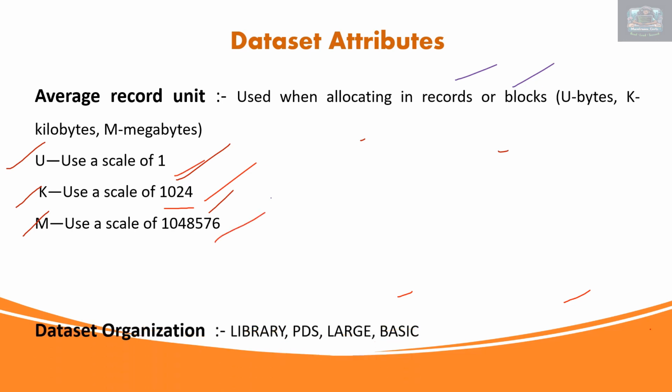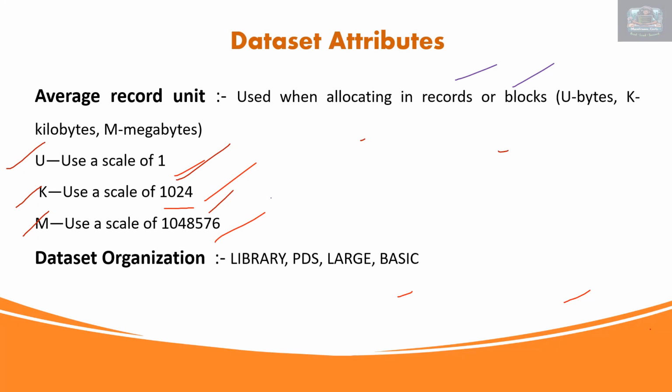And here's the last one, which is normally not required when you're creating through code, but when you're creating through panels, you have to mention whether it is a library, a PDS, large or basic. Basic is not required, but normally at the end you have to mention whether this is a PDS file. There is a field for dataset organization. You can give library, PDS, large, basic, anything according to the requirement.